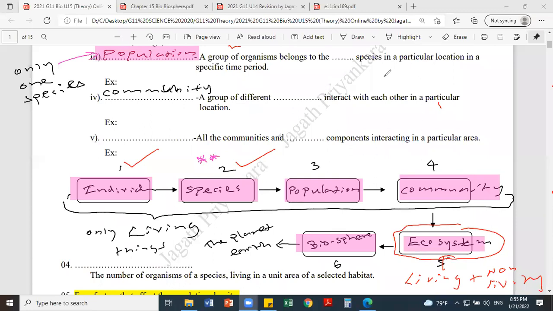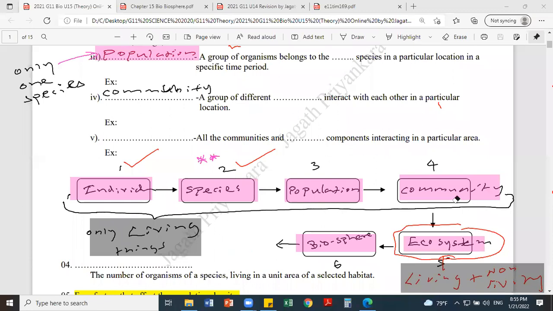Right. Did you all mark this here? Until community, only living things. Non-living and living interaction begins when it comes to the ecosystem. Please mark that here. Very, very important. You can put a curly bracket until community and write only living things.